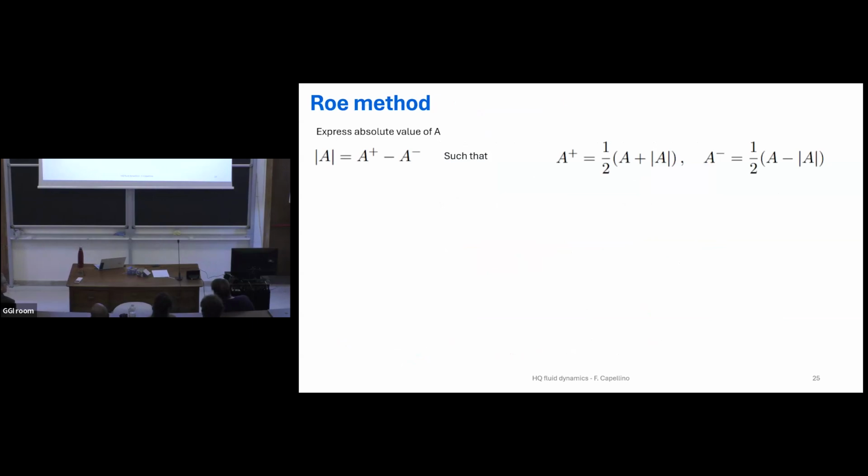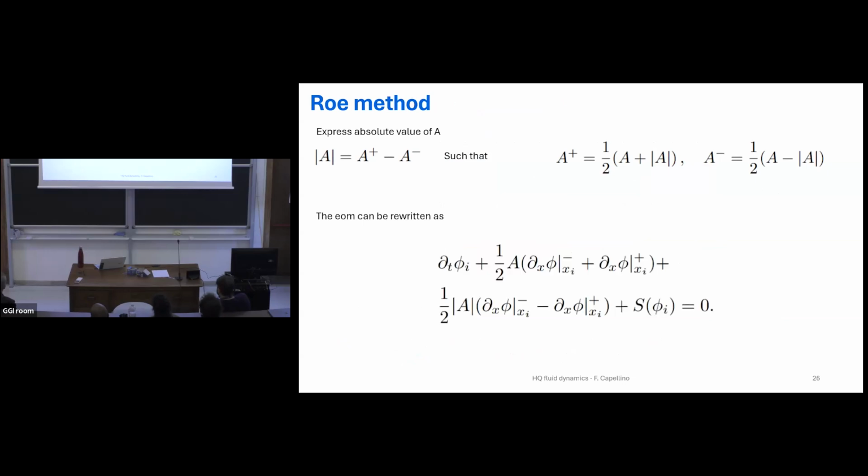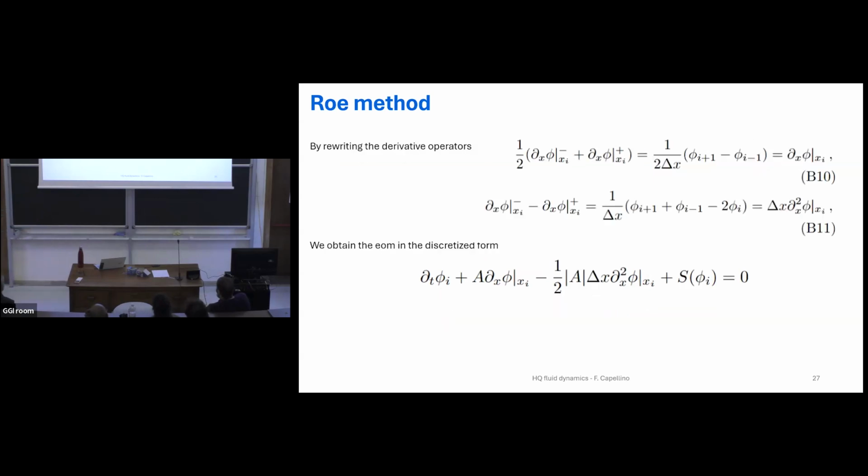And then one convenient way to express this positive and negative part of the matrix, it's also called the row matrix, is through the absolute value of A, which can be defined through these relations. And in this way, we can now rewrite, in terms of this absolute value of the matrix, the new expression for the discretized evolution equation. And what we see is that now we have these two combinations of what we defined as negative and positive derivatives in this upwinding method. And we can work a bit with this.